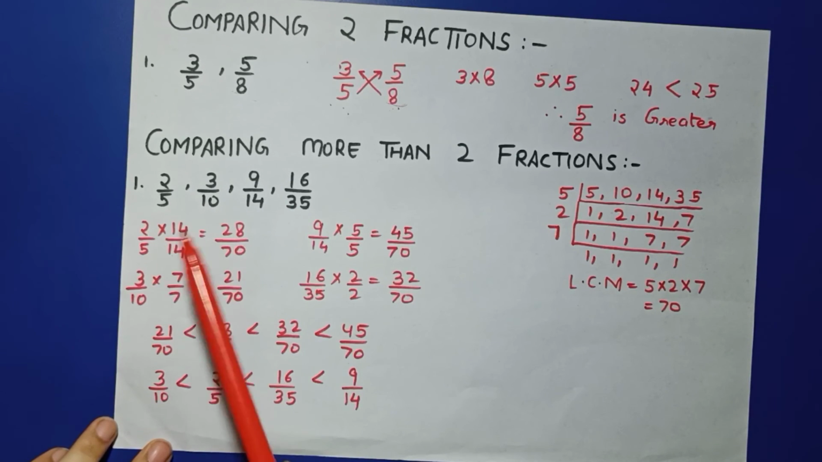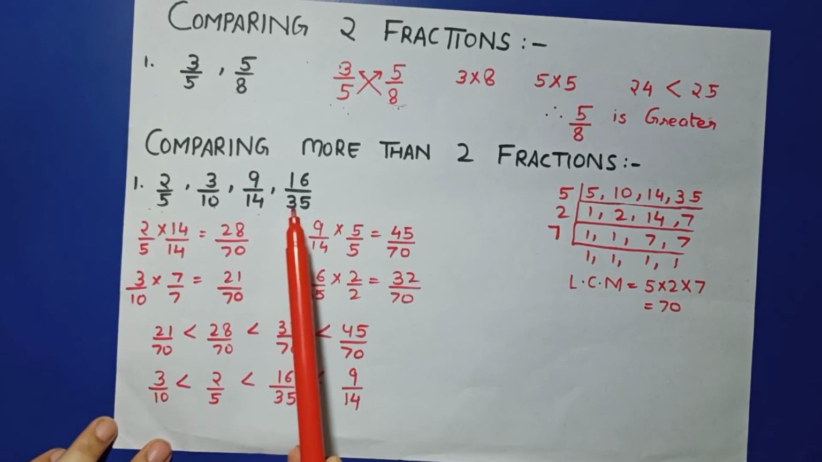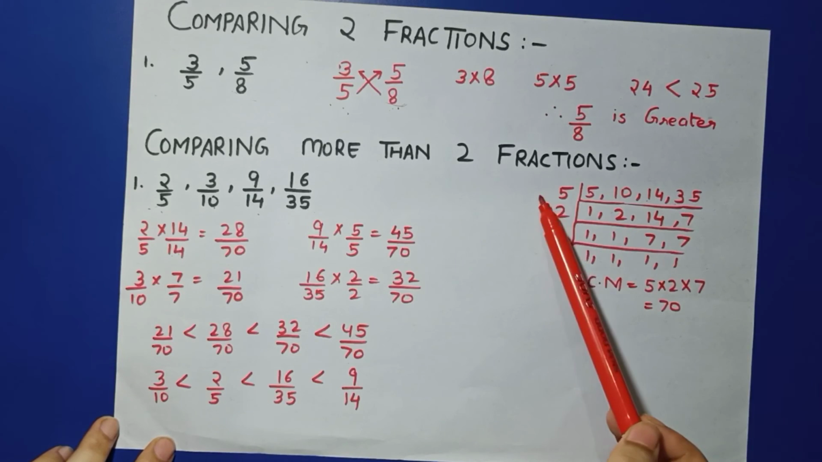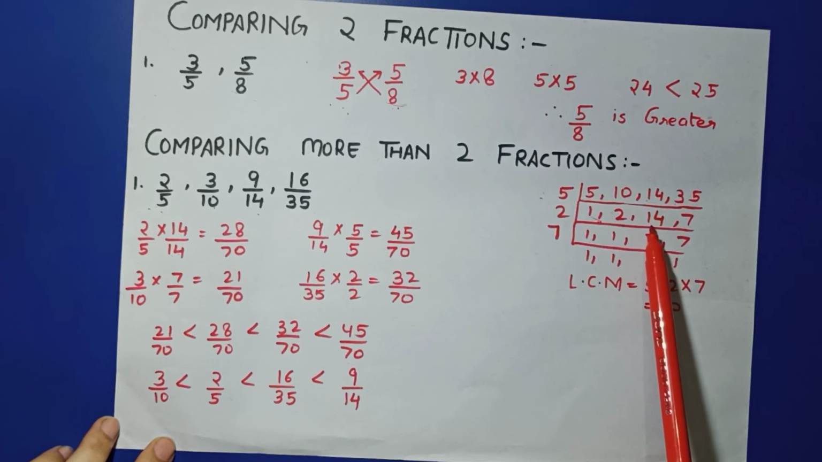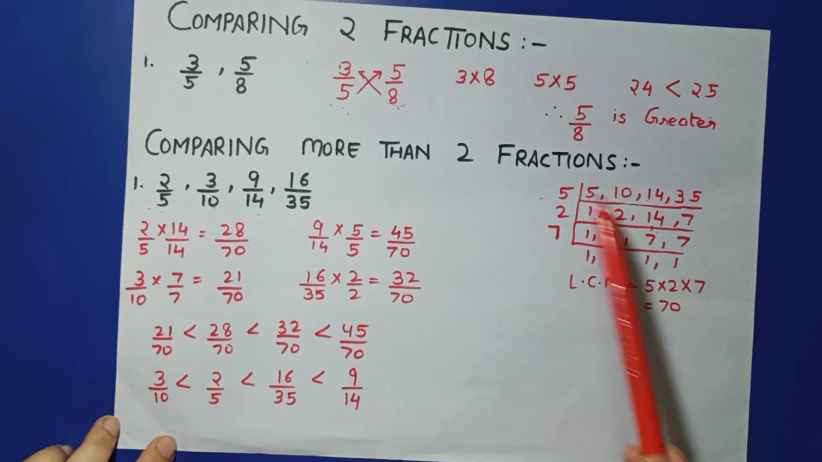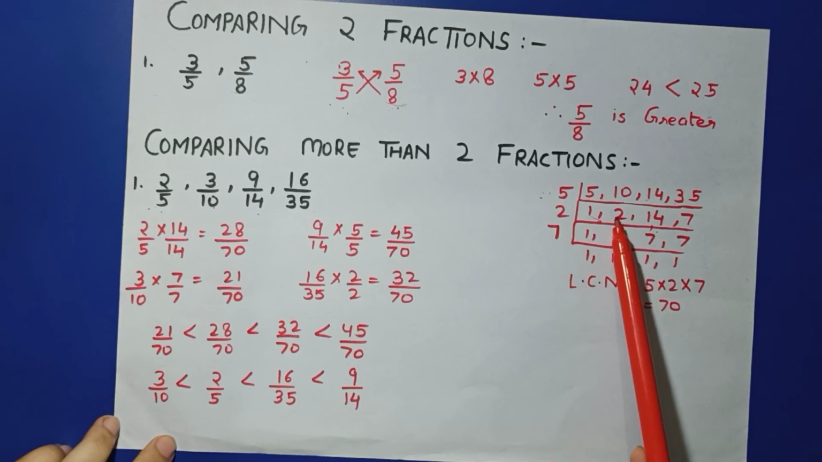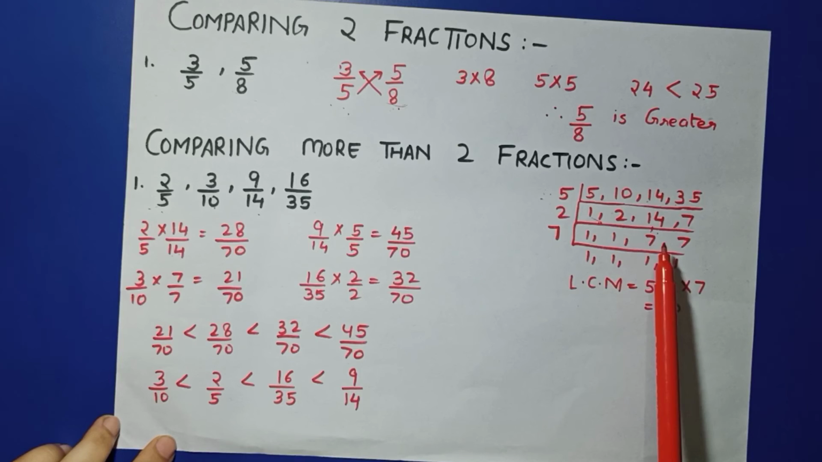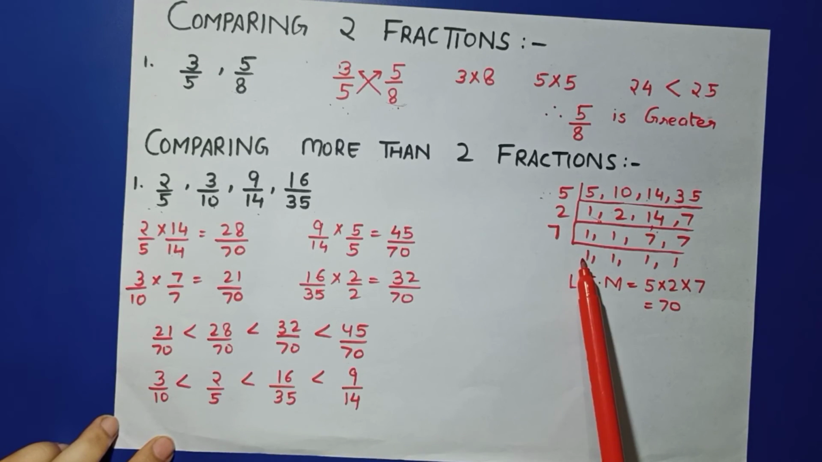So we have to find the LCM of all these numbers, 5, 10, 14 and 35. Firstly we'll divide by 5. 5 1s are 5, 5 2s are 10, 14 is not divisible so we'll write it as it is, 5 7s are 35. Now 2, 14 and 7. 2 and 14 are divisible by 2, so we divide by 2. 2 1s are 2, 2 7s are 14, and 7 and 7 remain here. Then 7, 7, 1, 1, and 7 1s are 7, 7 1s are 7.